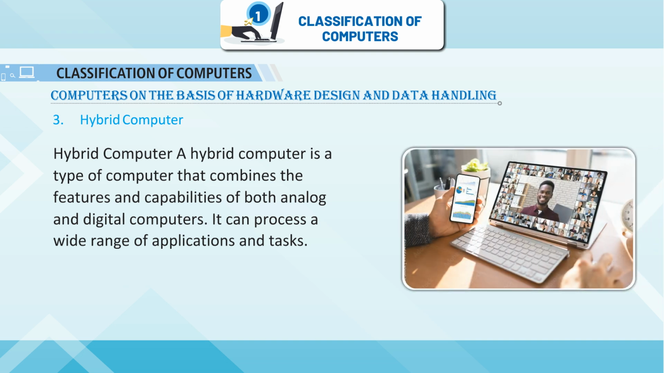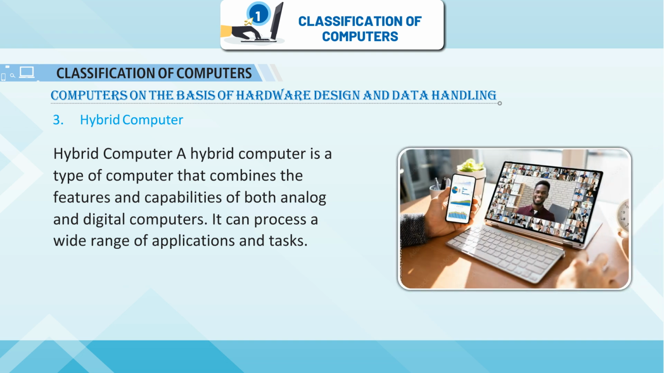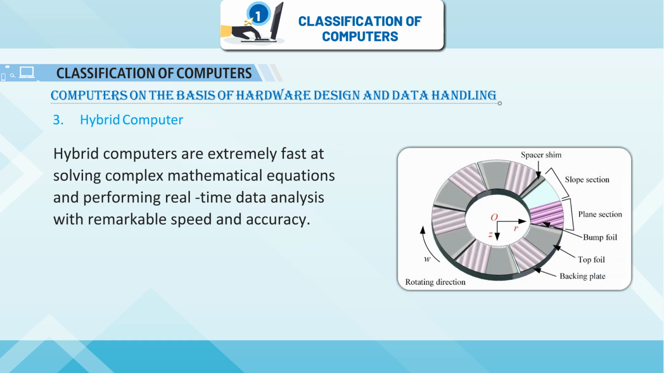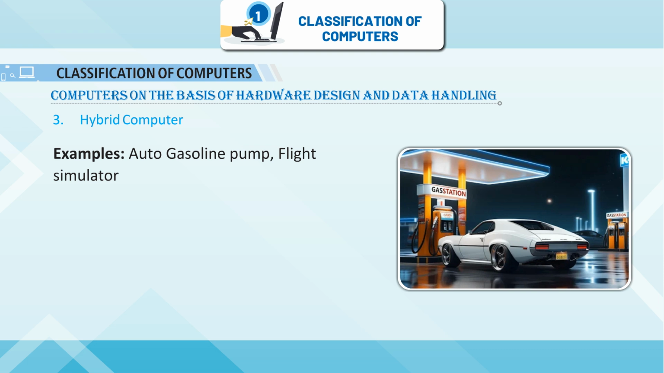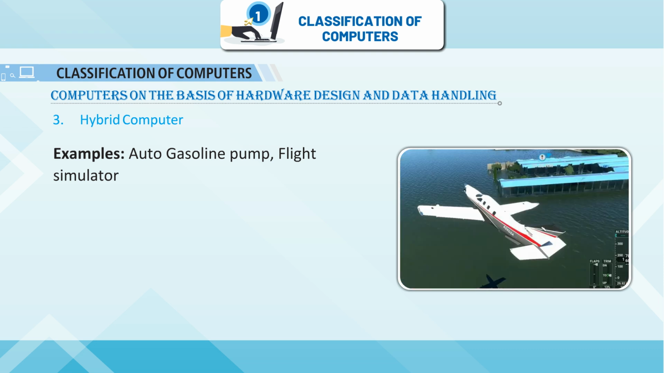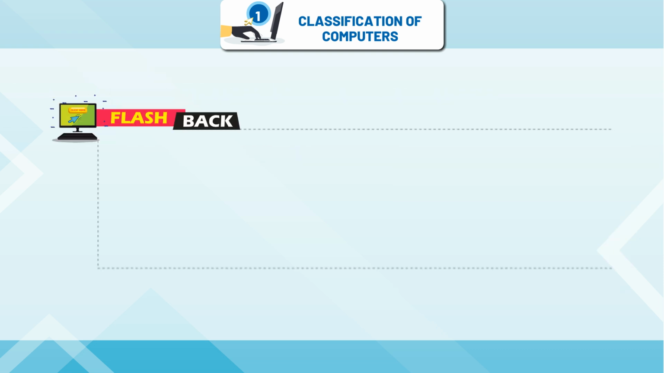Hybrid computer. A hybrid computer is a type of computer that combines the features and capabilities of both analog and digital computers. It can process a wide range of applications and tasks. Hybrid computers are extremely fast at solving complex mathematical equations and performing real-time data analysis with remarkable speed and accuracy. Examples: auto gasoline pump, flight simulator.